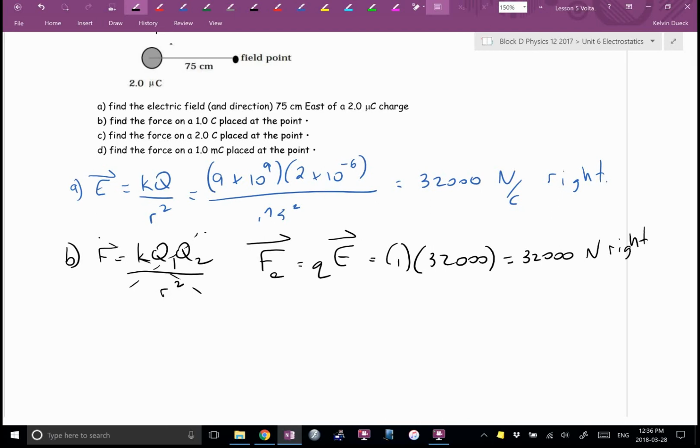How would I do part C? I'm going to skip it, but you know what? I would go QE again. It would be 2 times 32,000. It would be 64,000 newtons to the right.